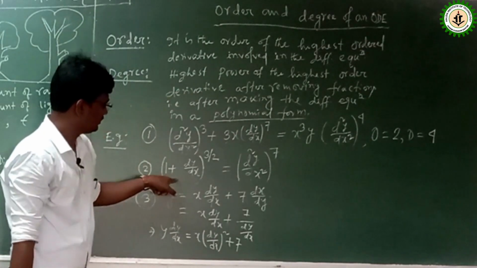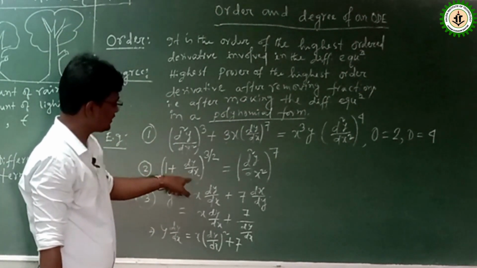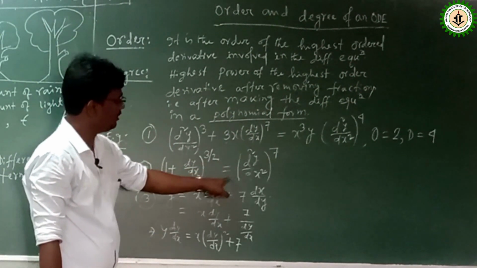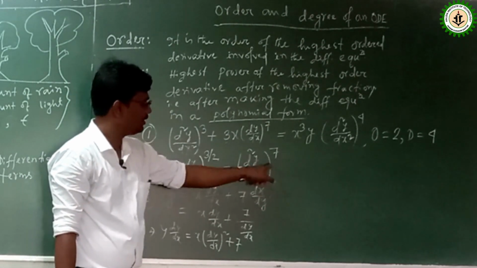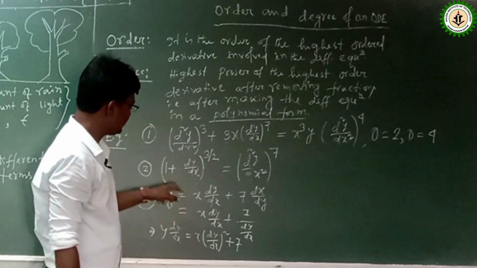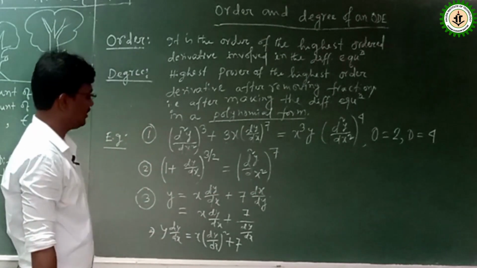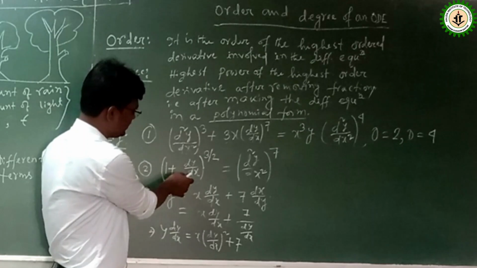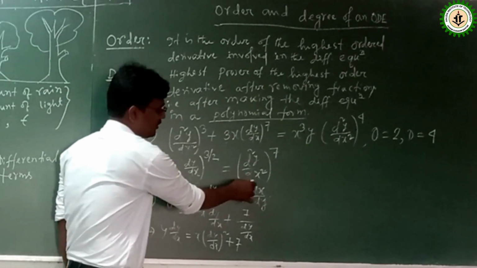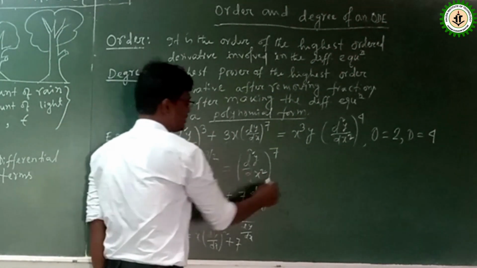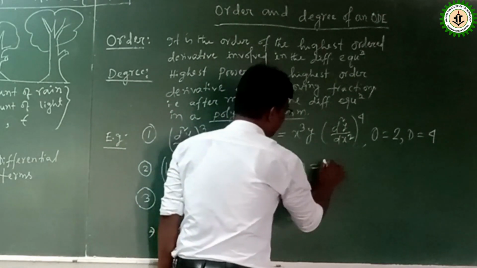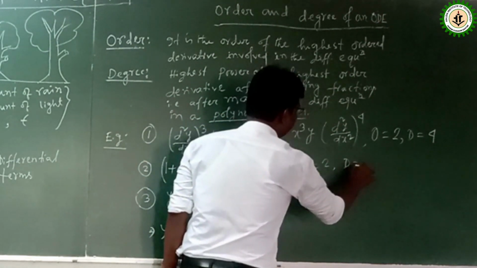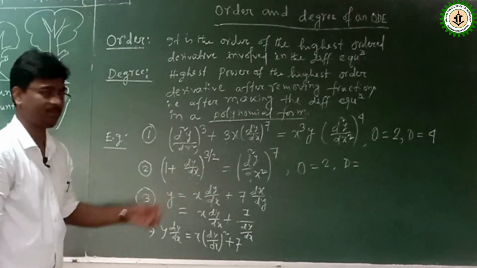Now look here, 1 plus (dy by dx) whole to the power 3 by 2 equal to (d2y/dx square) to the power 7. What is the order of this differential equation? You have to find the highest differential term. Look here, this is a first order derivative, this is a second order derivative, so the order of this differential equation is 2. Now you have to find the degree of this differential equation.